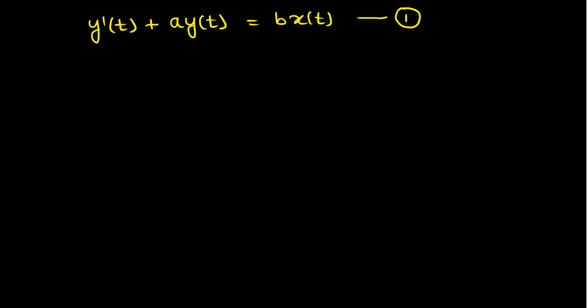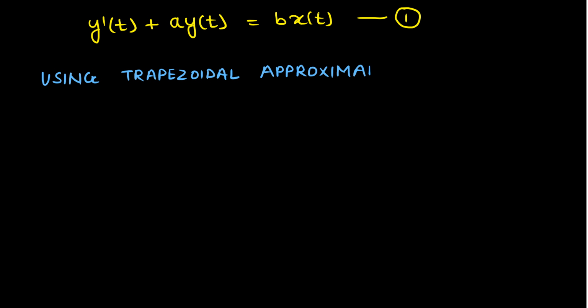Now using the trapezoidal approximation, so this trapezoidal approximation is given as, say we have a function f of t, the integral from a to b of f dash of t dt. Let us write this as some integral I.